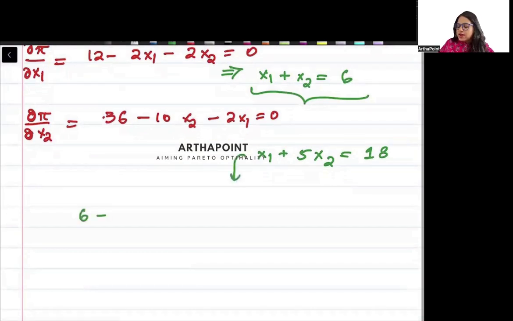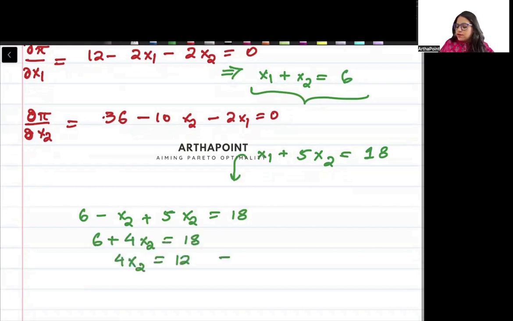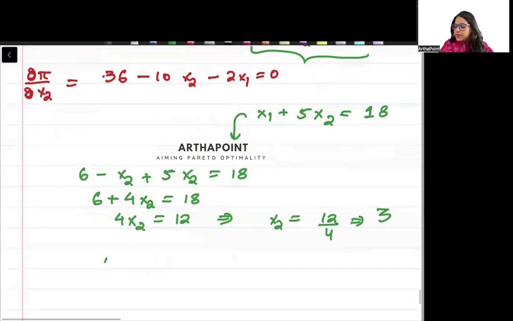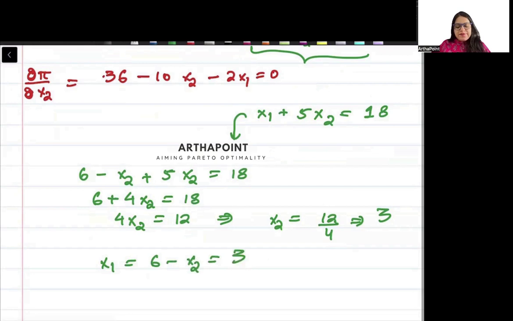From the first equation, I can find out the value of x1 and put it here. So I will get 6 minus x2 plus 5x2 is equal to 18. So I will get 6 plus 4x2 is equal to 18. 4x2 is equal to 12. This means I will get x2 as 12 by 4, that means 3. So my x1 will become 6 minus x2, that means 3. So I will be selling the same quantity in the two markets. I will be selling 3 units in each market, right?